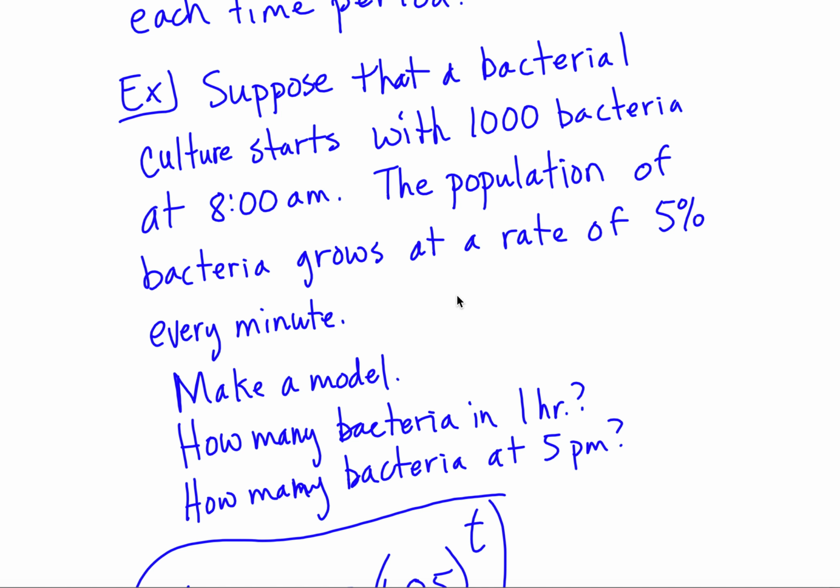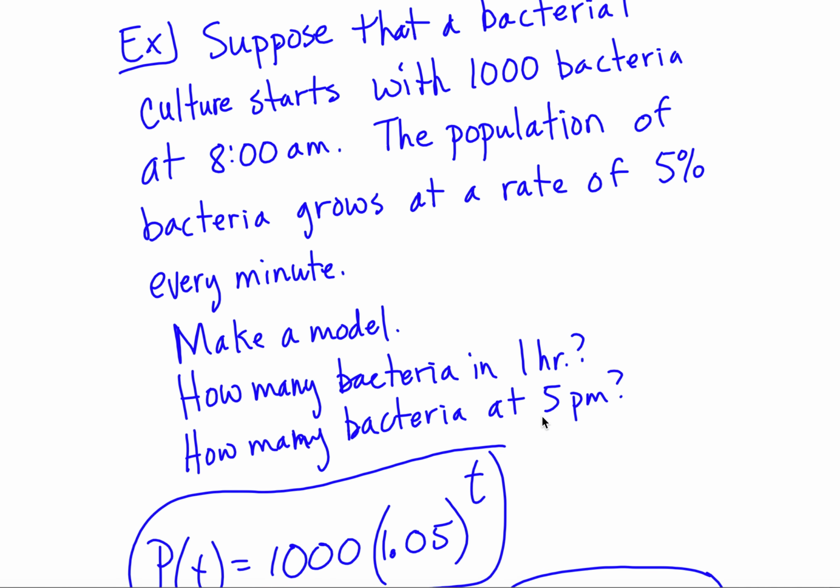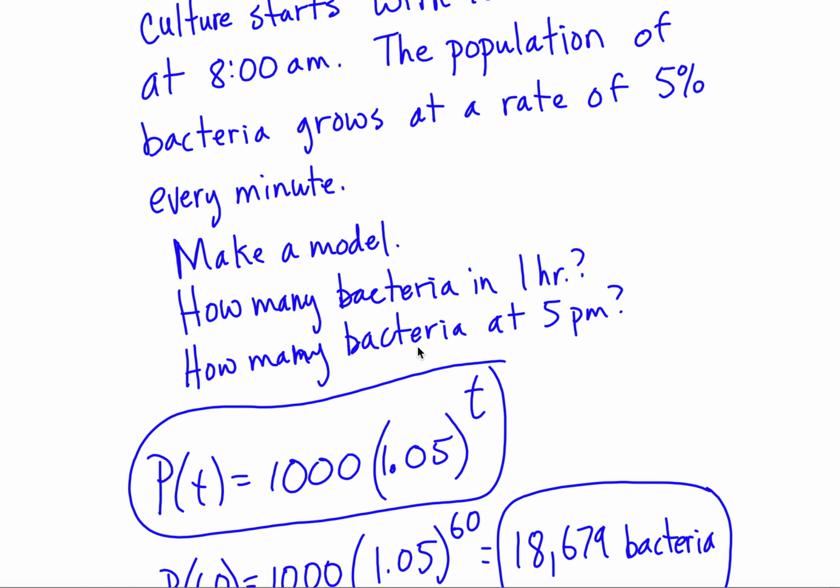Notice each time you're taking the value you started with and adding this number. You can actually think of factoring out that 1,050 or the 1,000 that we started with originally and see how much you're actually multiplying by each time. And this will help us make our model. So we want to make a model, and we want to know how many bacteria are there in 1 hour. We want to know how many bacteria are there at, let's say, 5 p.m. So first thing to note is that 5% is every minute.